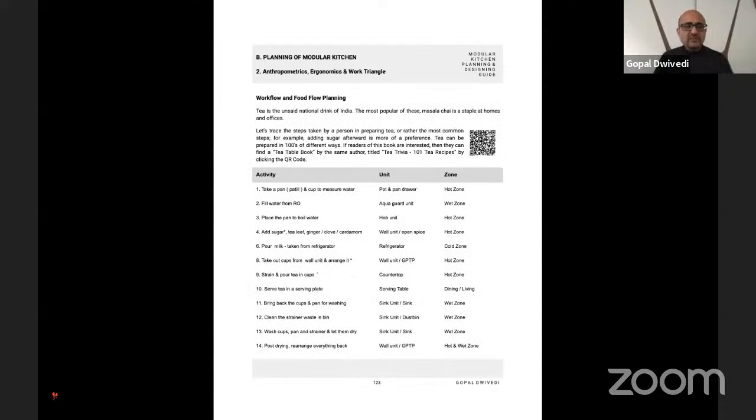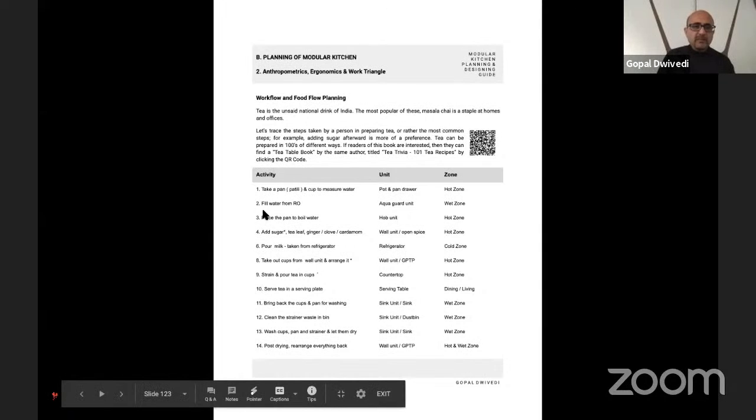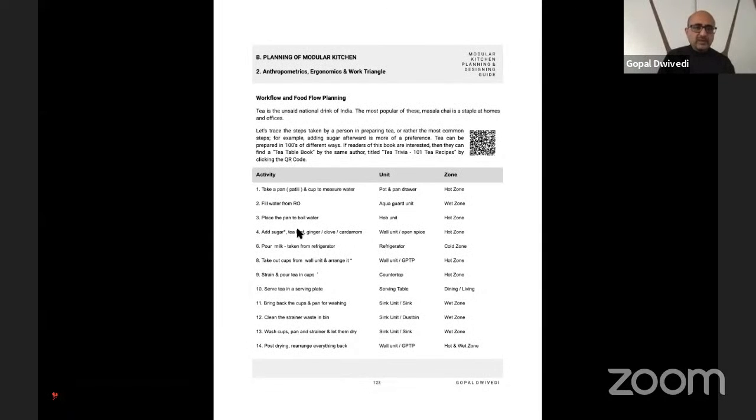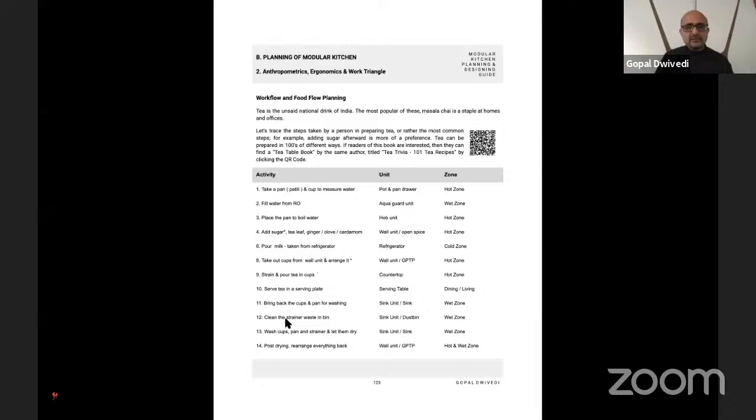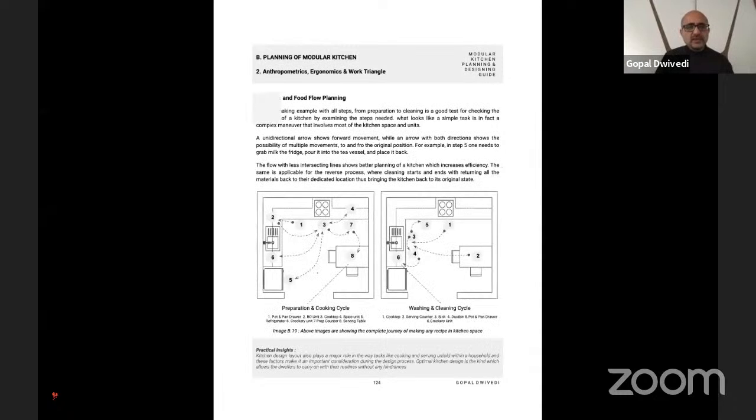With just one example, making tea, it is very easy to explain how many actions are required. A basic tea making requires so many steps, like taking a pan, filling it with water, placing it on the boiling, adding sugar, tea leaf, pouring milk, taking out cups. From start to end, it has a lot of steps, and all the steps are done at a different zone of the kitchen.